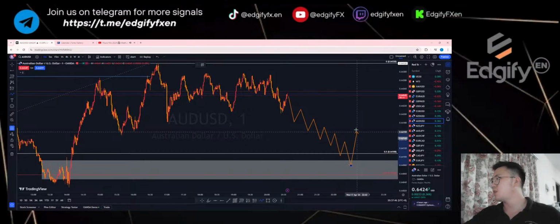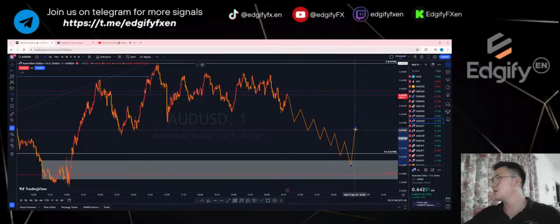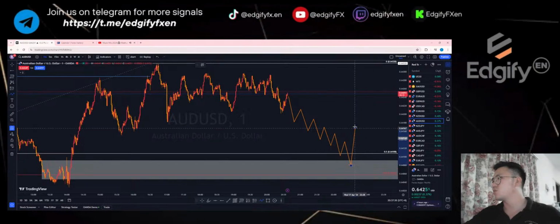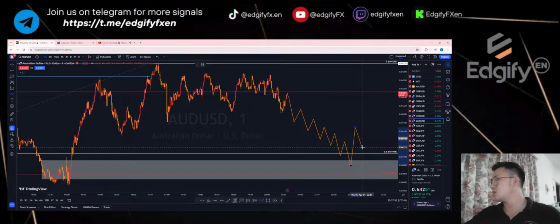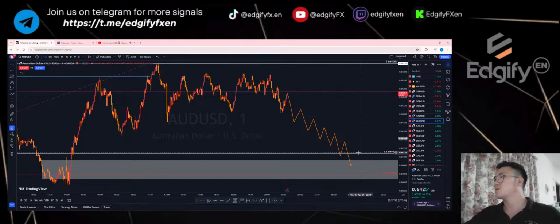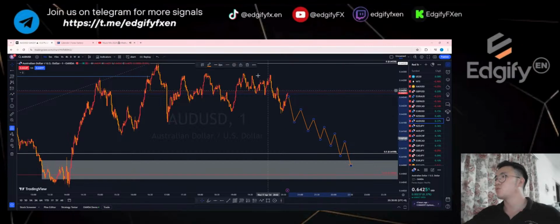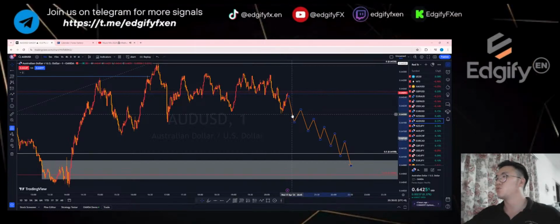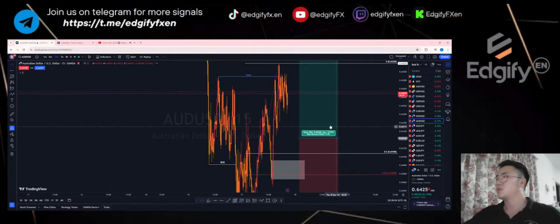which means this one has to go up, breaking this high, and we have a fib from here to here, and we will come back at the 0.5 or 0.618, take a buy, and aim it back to the top. Alright, so this is what I'm looking for on EURUSD, AUDUSD.